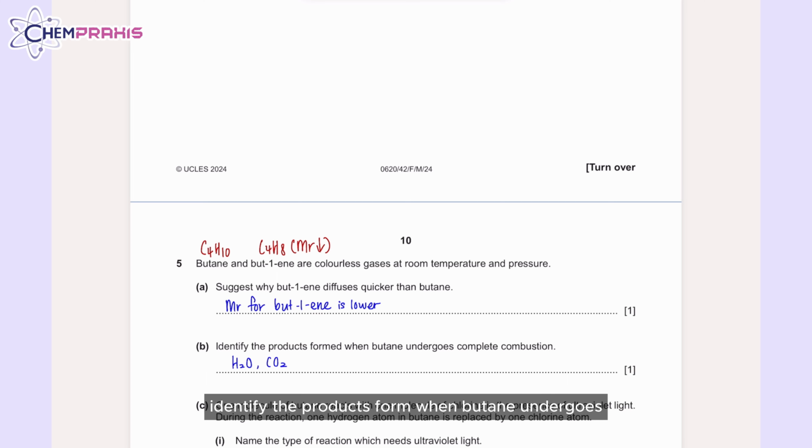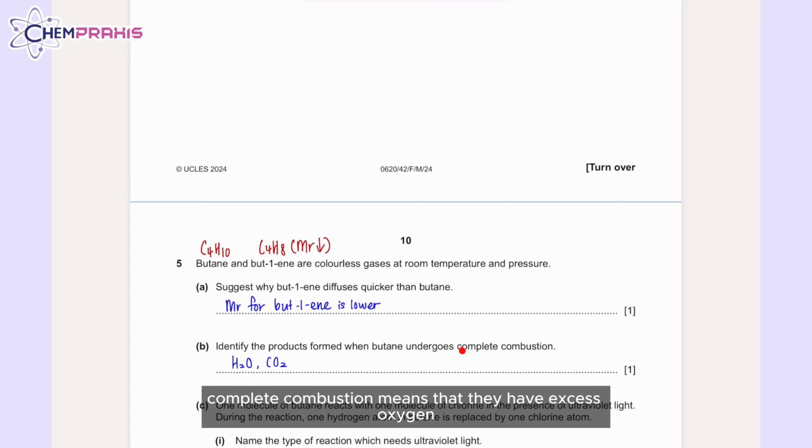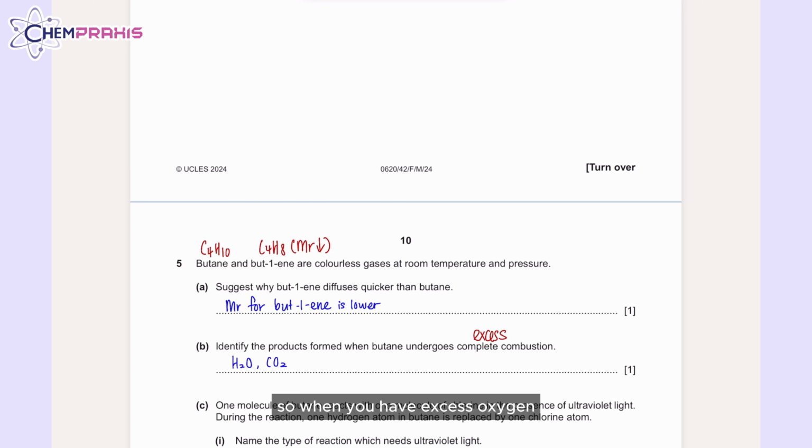Identify the product formed when butane undergoes complete combustion. Complete combustion means that there is excess oxygen. So when you have excess oxygen, you will produce water and carbon dioxide.